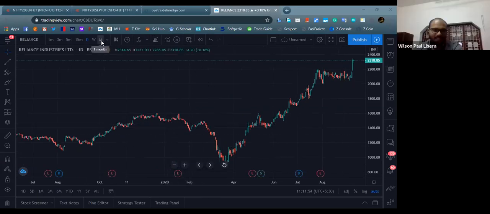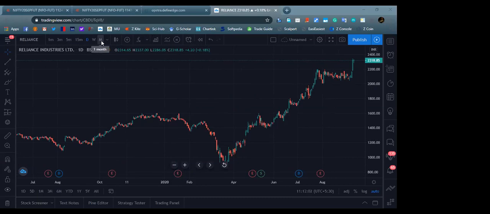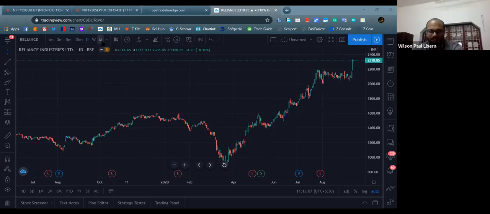You can see this. Are you able to see the mouse pointer? My mouse pointer? Yes, sir. Visible. Yeah. So you can see me clicking on an M, right?